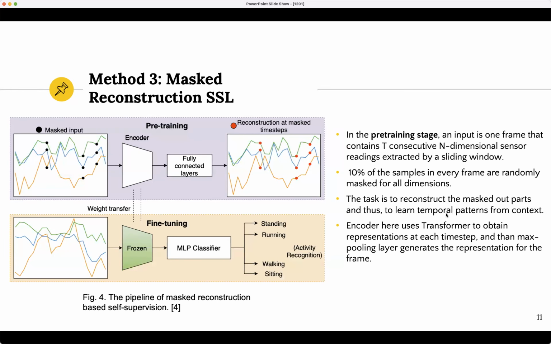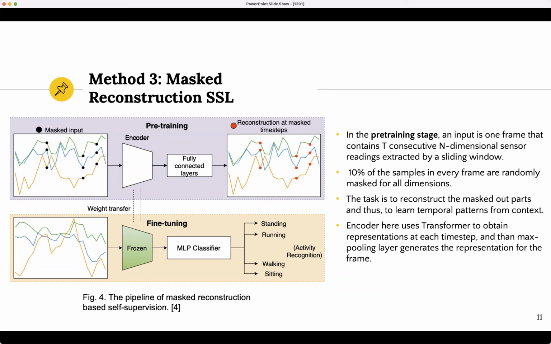The third method is called masked reconstruction SSL. And actually this work is very similar to Google's BERT model.